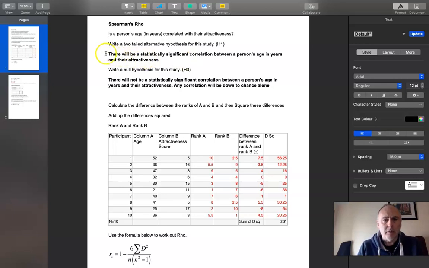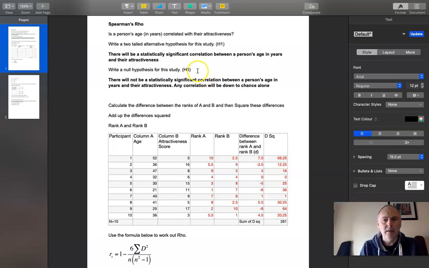So let's see what we've put then. There will be a statistically significant correlation between a person's age in years and their attractiveness. Now you can see that that's two-tailed. Like I say, if it had been one-tailed, then we would have stuck in positive there or negative, etc. But in this particular case, we don't need to. That's a two-tailed alternative hypothesis.